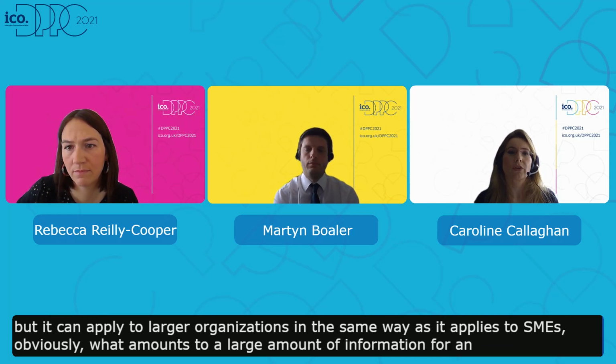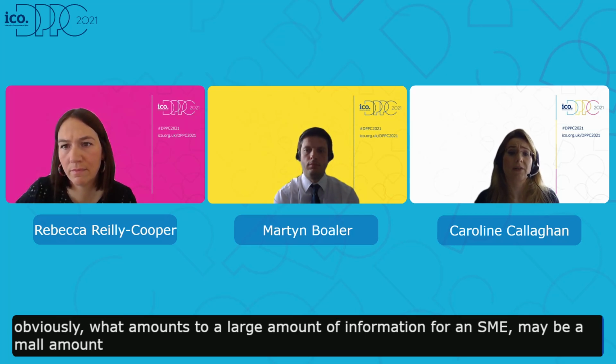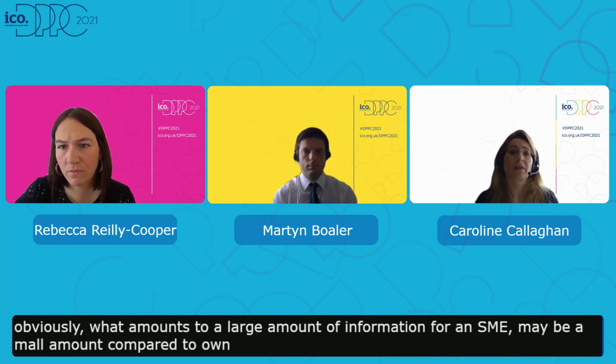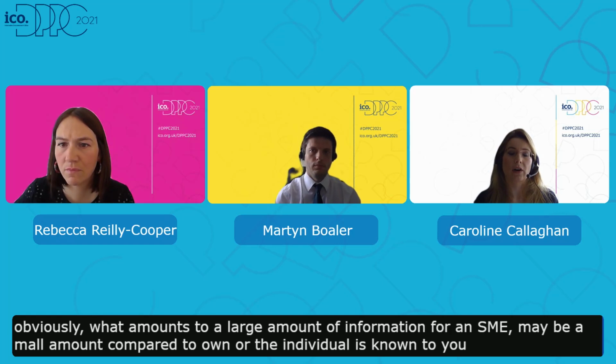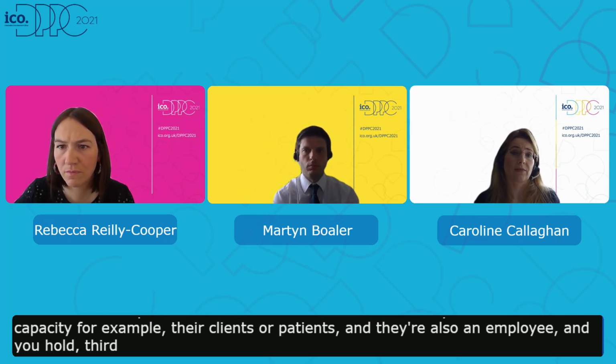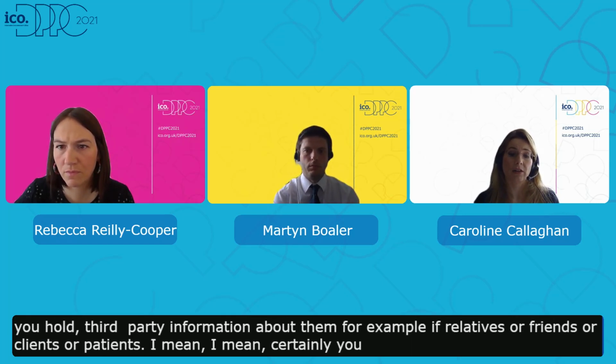But certainly, if you hold a huge amount of information about an individual across different databases, or the individual is known to you in a different capacity, for example, they're a client or a patient, and they're also an employee, and you hold third-party information about them, for example, relatives or friends or clients or patients, certainly you could make an argument that it's appropriate to stop the clock to ask for clarification in those circumstances. Your other options are deeming a request to be excessive if it's for a large amount of information or complex, for example.